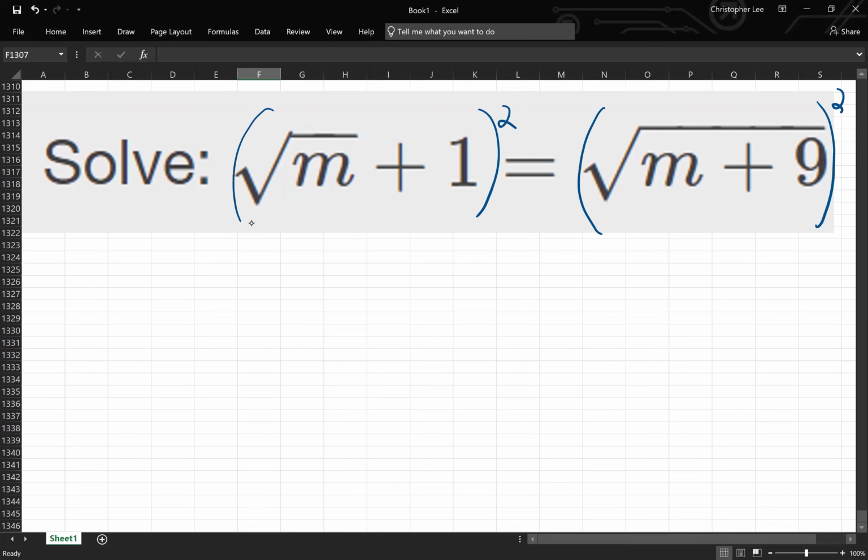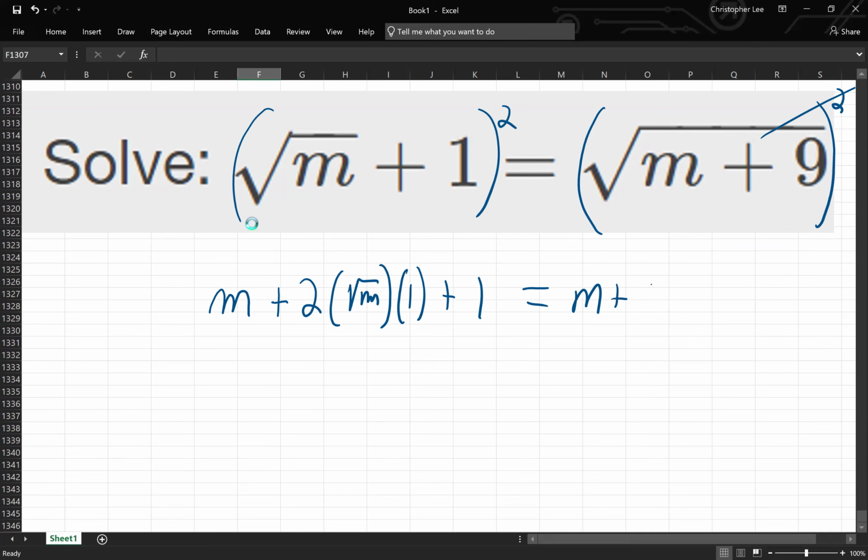So now, what do I have? I have m, right? I'm just foiling this, plus 2 times square root m times 1 plus 1 is going to be equal to the square and square will cancel out, leaving back just m plus 9. There we go. Let's put this all together. I'm going to have m plus 2 square root m plus 1 is equal to m plus 9.